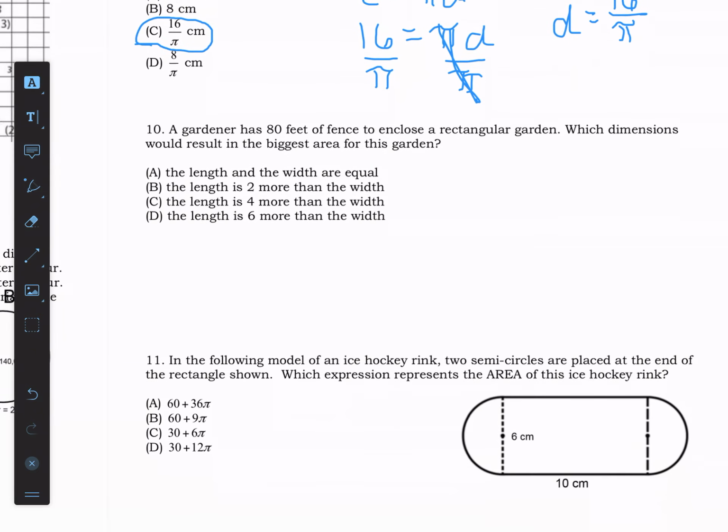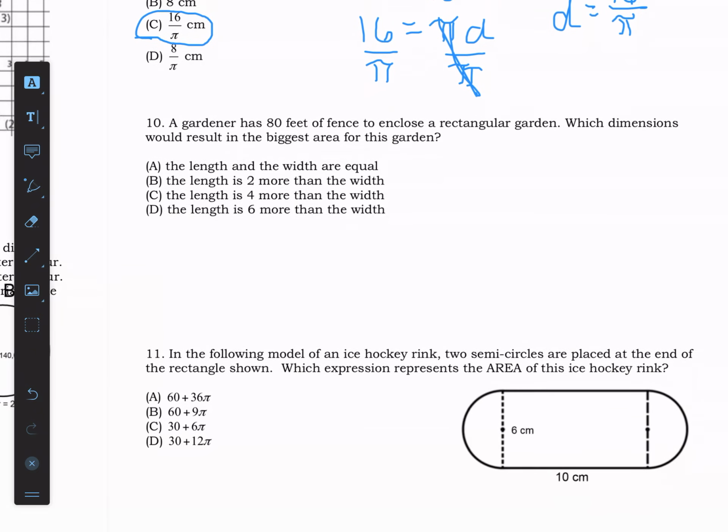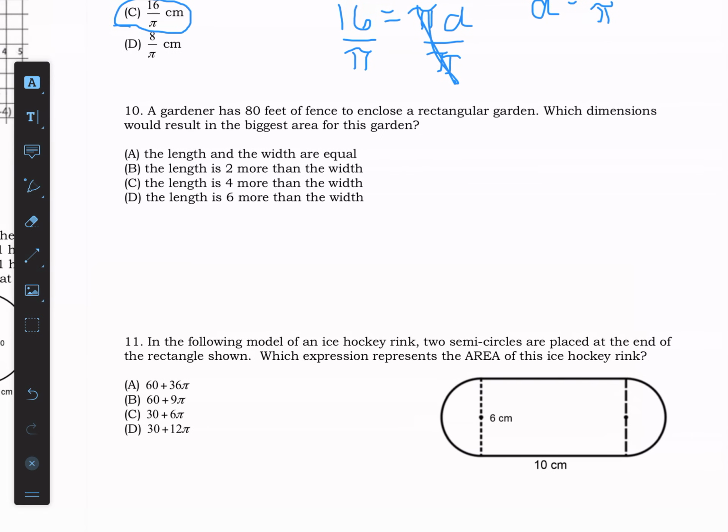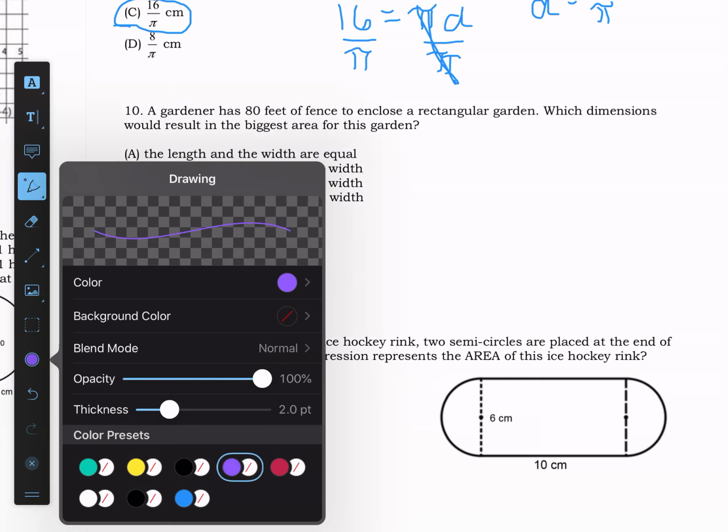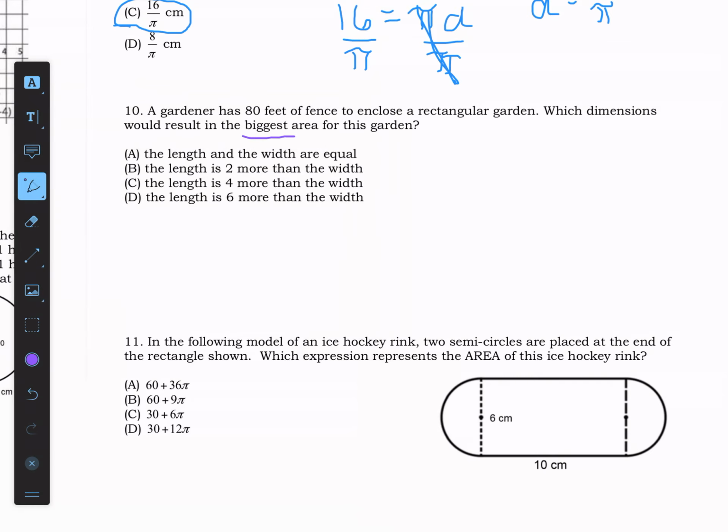Not too bad. All right, for number 10, I'm just going to tell you the trick for this question. A gardener has 80 feet of fence to enclose a rectangular garden. Which dimensions will result in the biggest area for the garden? Okay, any question of this type where they want the biggest area, what the dimensions would be, it's always going to be when the length and the width are equal. That will always result in having the biggest area.